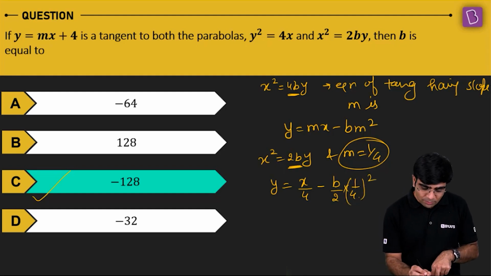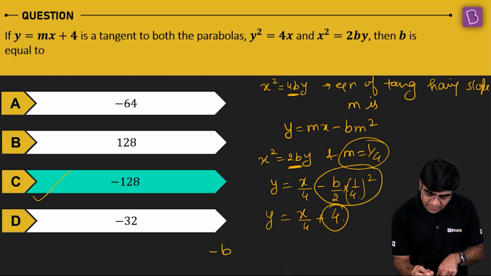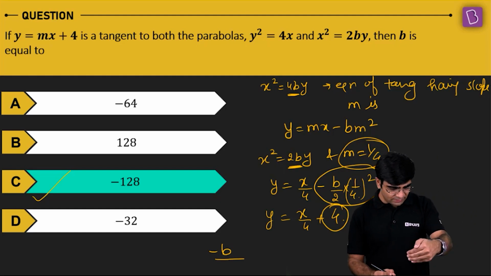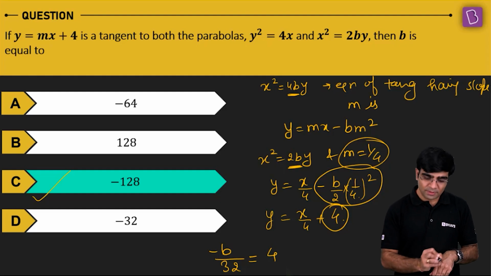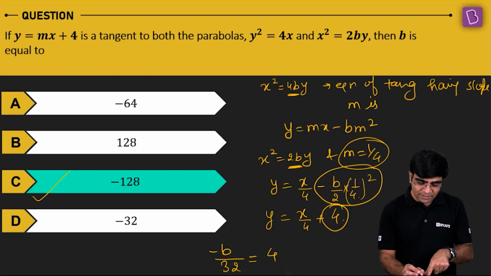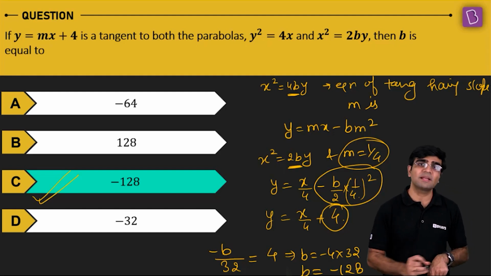But the original equation of the tangent was y equal to x by 4 plus 4. So if I compare only the constants, this and this, I can say that minus b by 32 is equal to plus 4, which implies that b equal to minus 4 into 32. So b becomes equal to minus of 4 into 32, which eventually is equal to minus 128. This is exactly the same b that you got from the previous calculation.